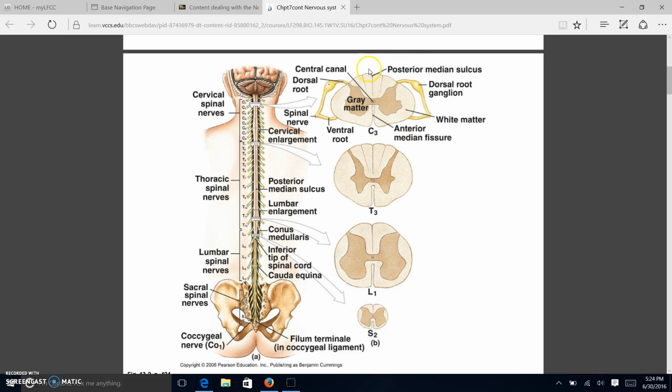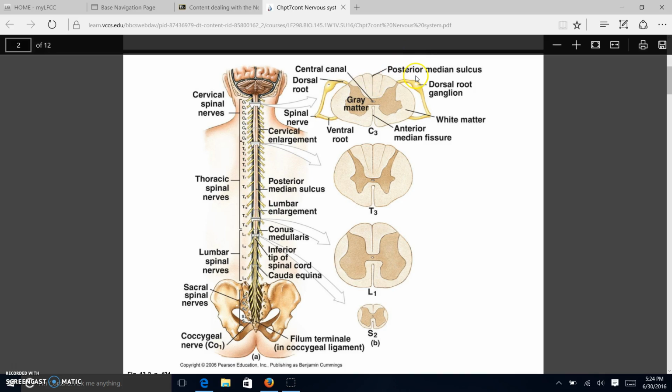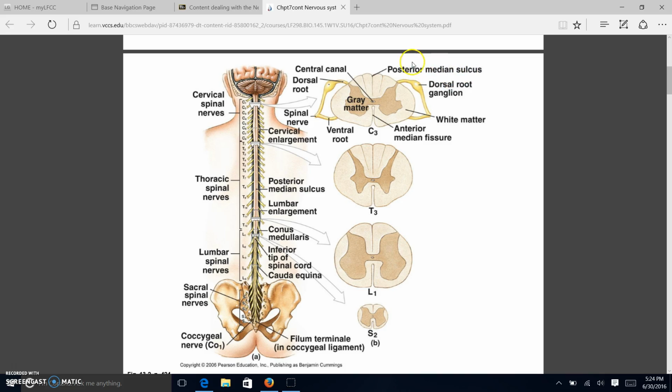Okay, now notice on the opposite side of that, we have a sulcus, a groove, more of a groove than a deep fissure, but nonetheless a noticeable groove here, here, here, and here. And so it's called the posterior median sulcus. So this line that we see running all the way down the middle of the spinal cord here is made up of the posterior median sulcus.